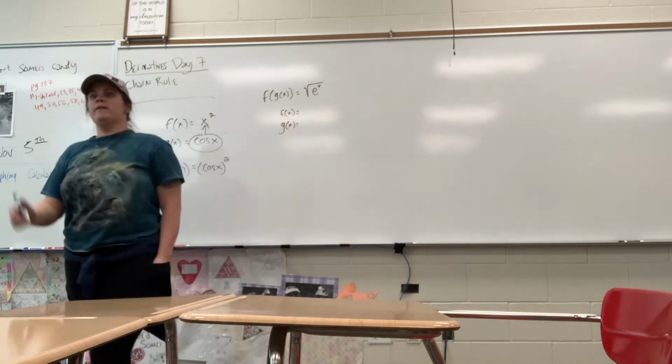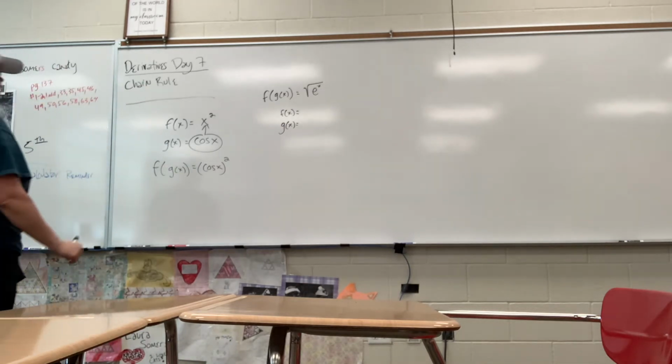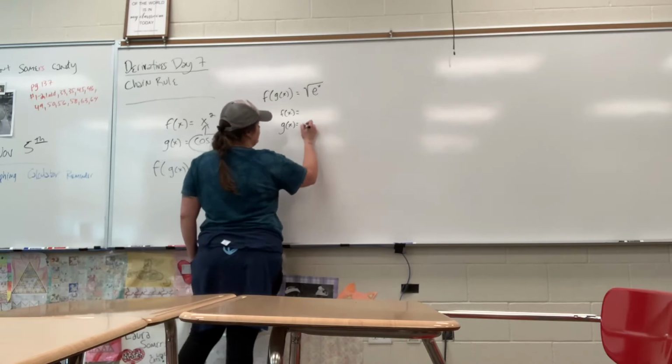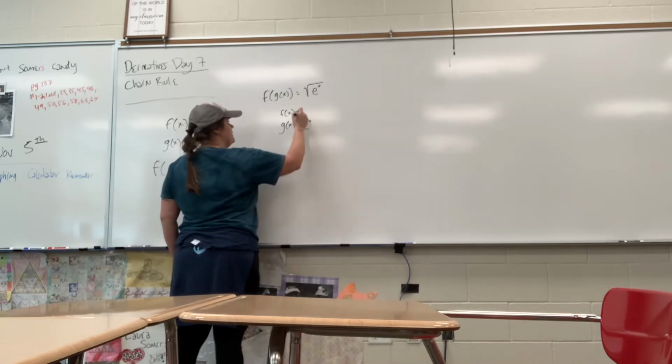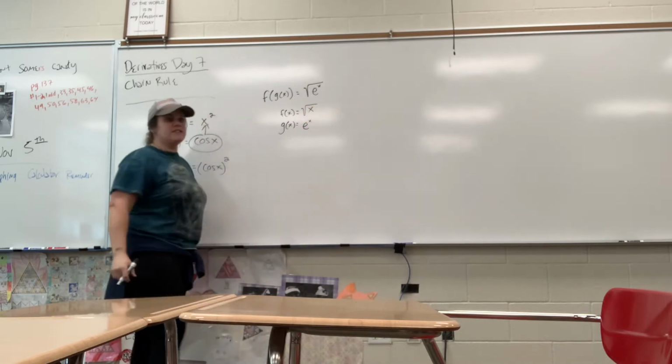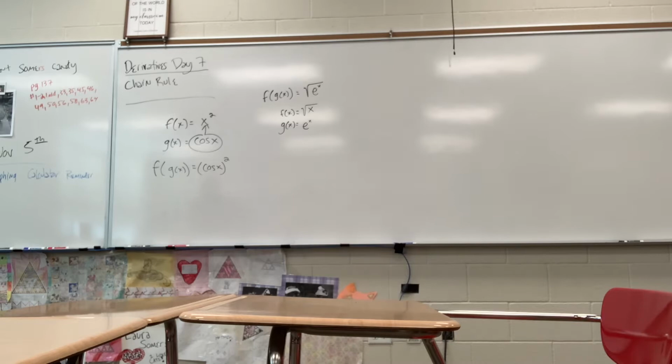Great. Tell me, what's the answer? G of x equals e to the x, and then f of x equals the square root of x. Perfect. You see that idea? So I'm giving you the composed function, and you're going to deconstruct it for me. Good? Ready for some? Can I make it a little trickier?